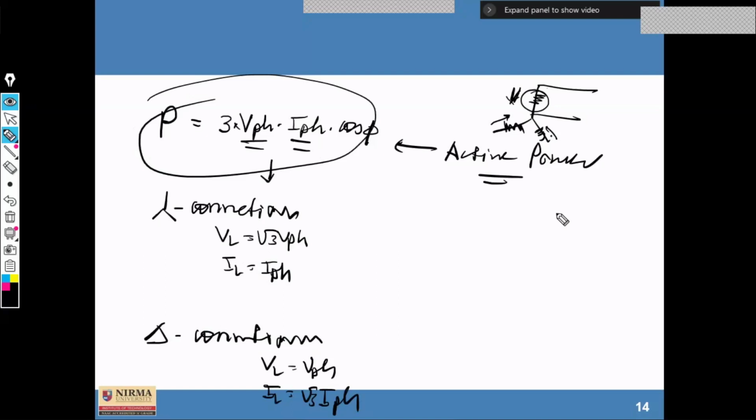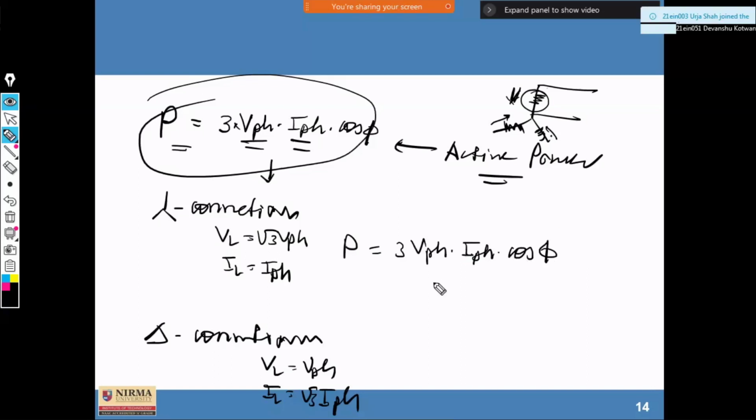Now, if you want to write this power equation in the form of line parameters, because whenever you solve any examples, the parameters given in the form of current and voltages are always line voltage and line current. Please remember, whenever you solve any numerical or whenever there is a practical existence of it, those values are always given. So if you want to write this equation of power, P is equal to 3 times VPH into IPH into cos phi in terms of line parameters.